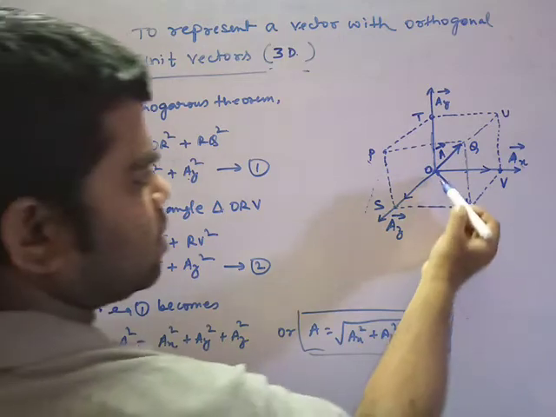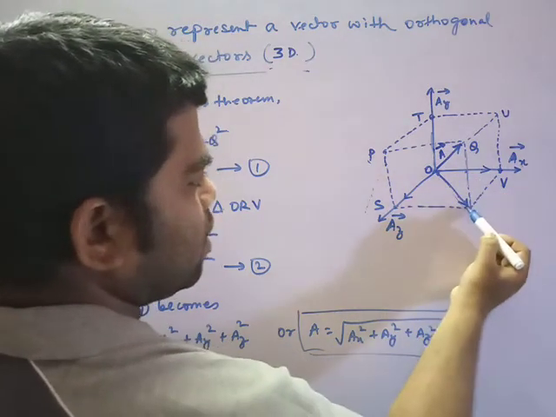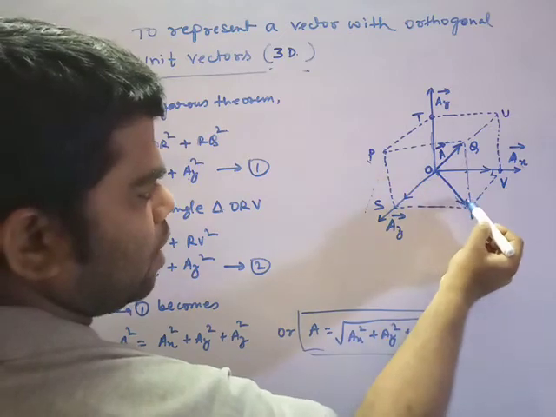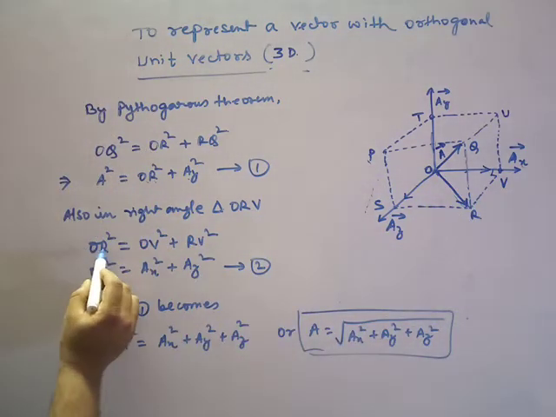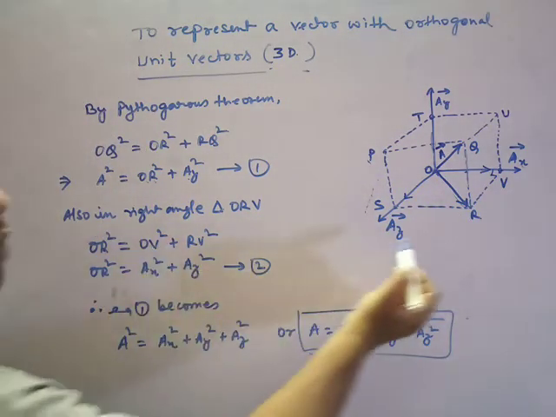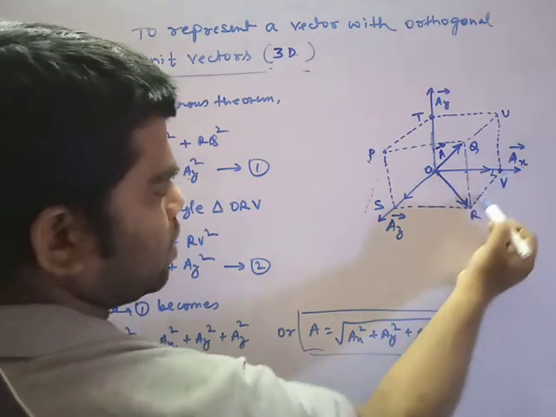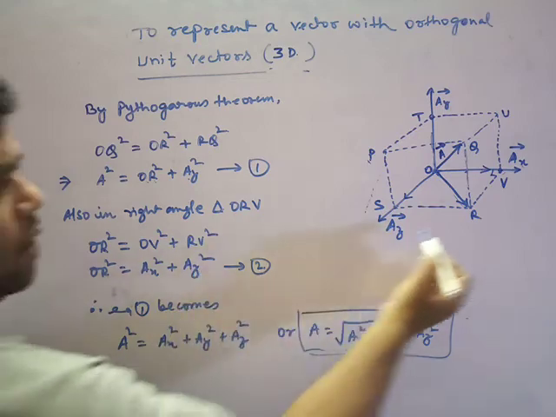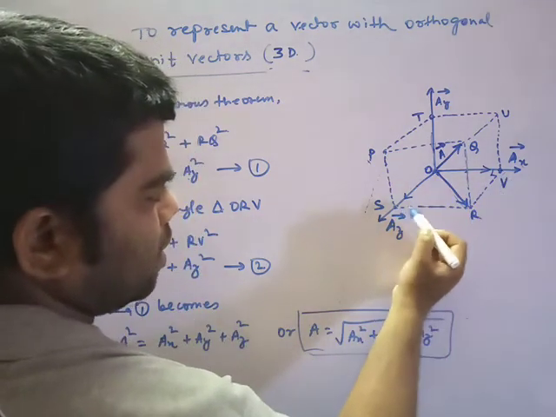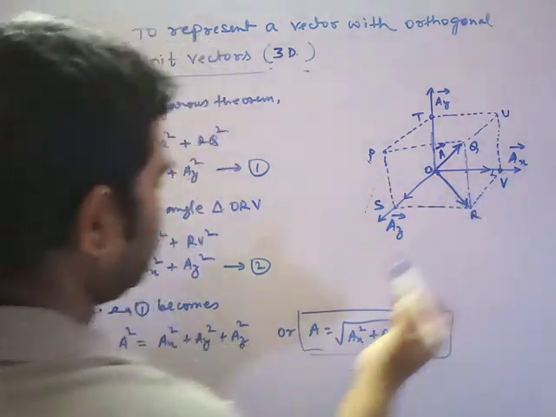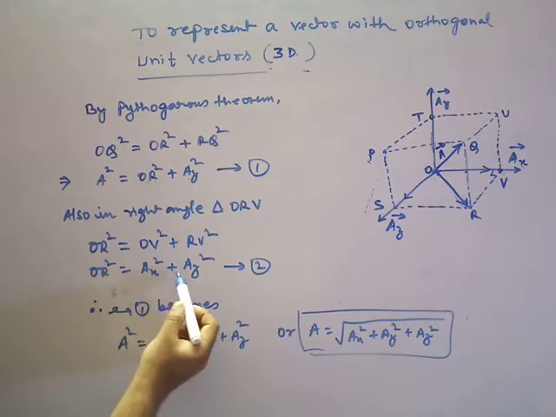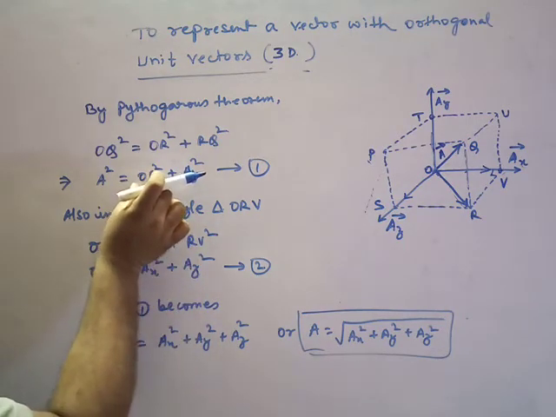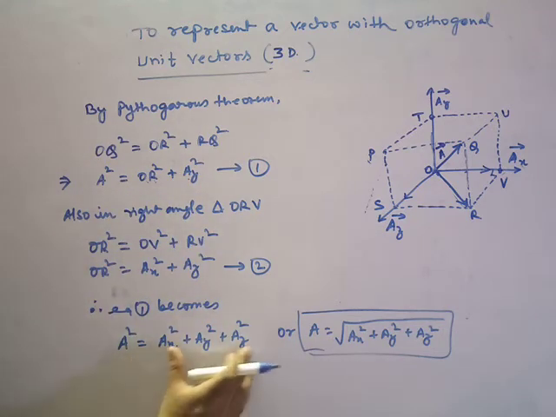Again let me consider this right angle triangle OVR. Here also this is 90 degrees. So again this is the hypotenuse. So here the hypotenuse is OR square, and OV, and VR square. VR is parallel with AZ, and OV is parallel with AX. So I have written here AX square plus AZ square. And now let me place this value in equation number 1, so that you will get this equation again.